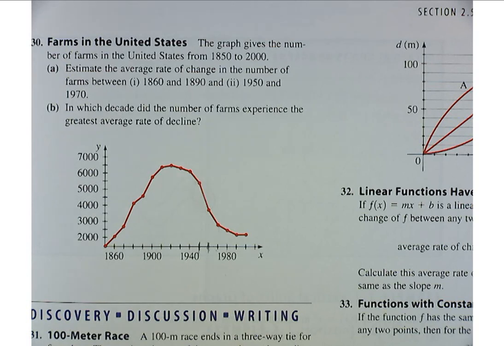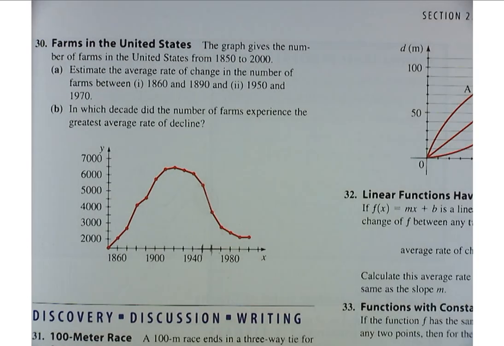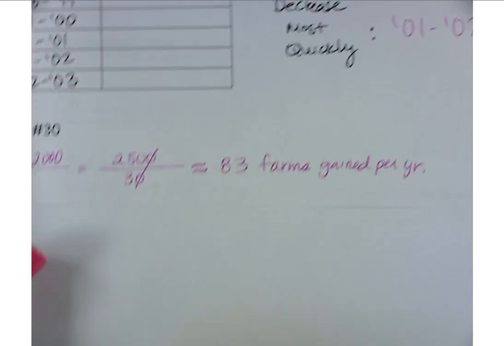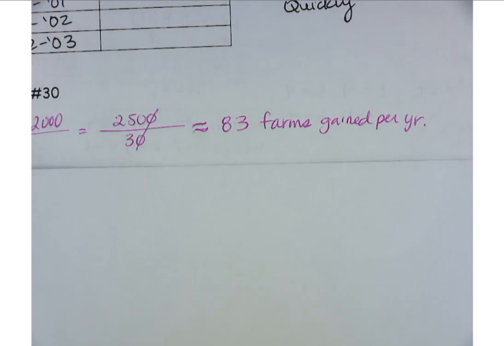Okay, so 4,500 minus 2,000 is 2,500. If they both end in 0, you can just go ahead and cross off those zeros. So really we can just divide 250 by 3. And then you should get a decimal. Did you guys get 83 1/3? Yeah. Okay, so we're just going to round that down to the nearest farm. And so you're going to describe for me what that means. So there are 83 farms gained per year in that 30-year time period. Okay, so the average rate of change is 83. There were 83 more farms gained per year over those 30 years.